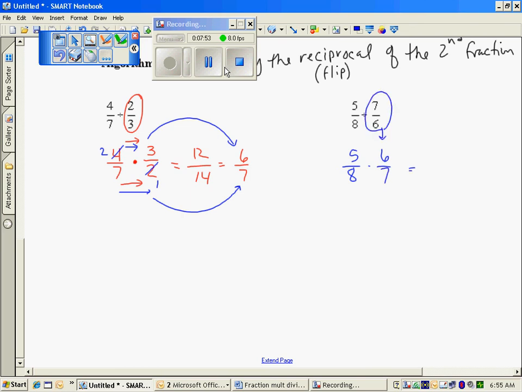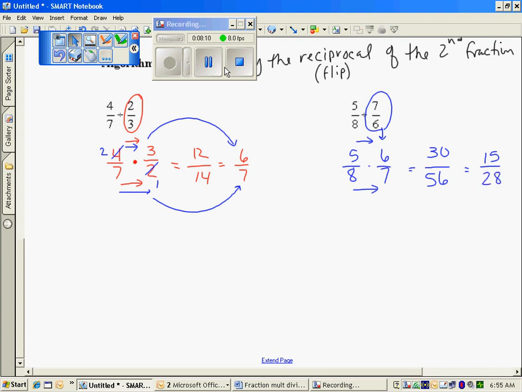Going straight across, 5 times 6 is 30. 8 times 7 is 56. Noticing that they're both even numbers. Dividing each by 2 would give me 15. Dividing 56 by 2 would give me 28.